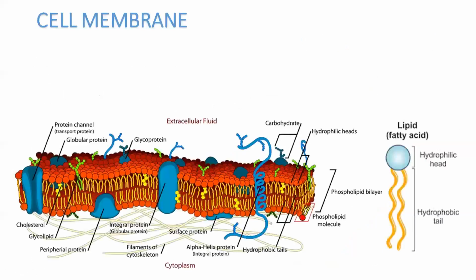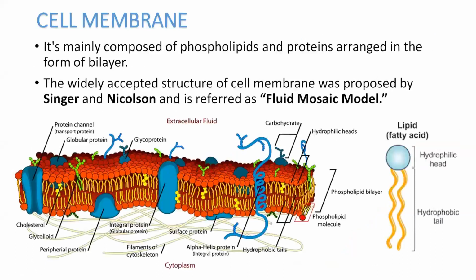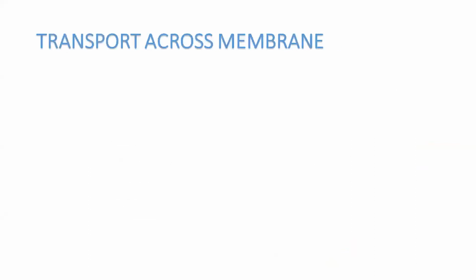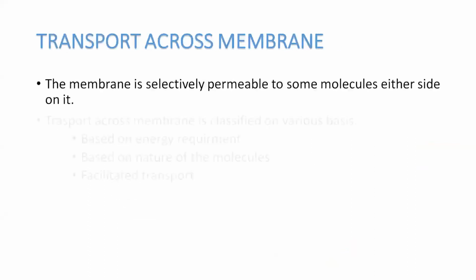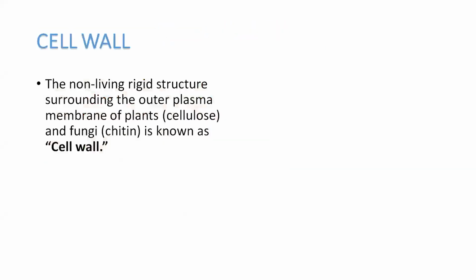We also had a discussion on the cell membrane and the fluid mosaic model of the cell membrane by Singer and Nicolson. So what is the importance of this fluid mosaic model that we have discussed? It accounts for cell growth, endocytosis, cell division, formation of junctions, as well as secretion. This transport across the membrane we have discussed very clearly. Try to have a clear idea on these concepts, because one question will be asked from this transport across membrane.